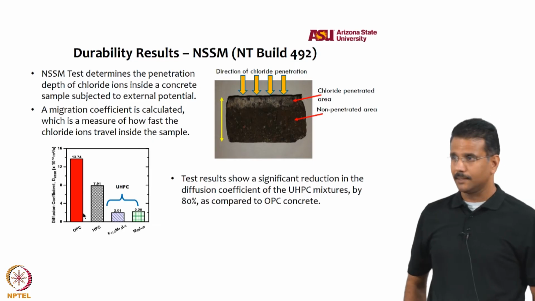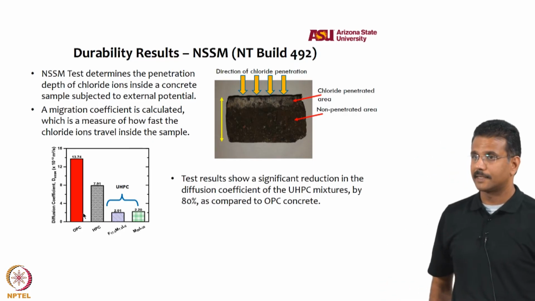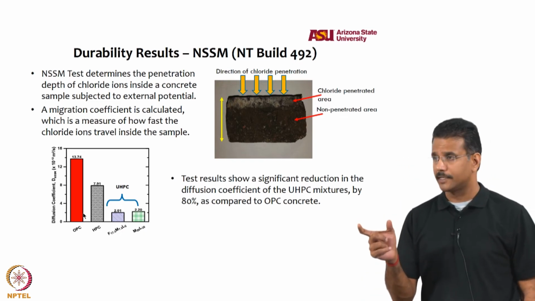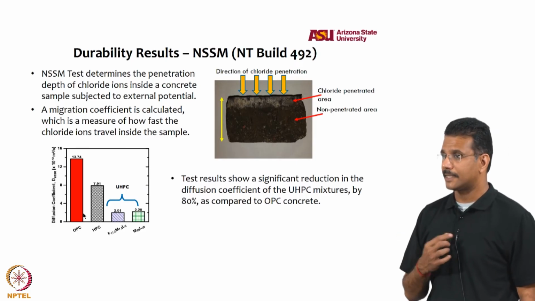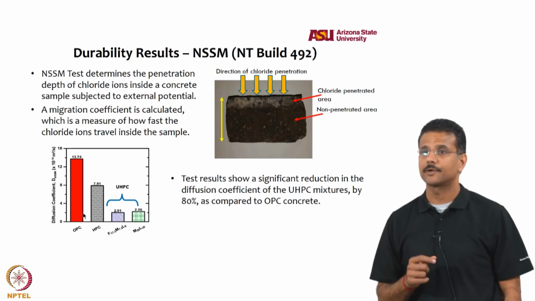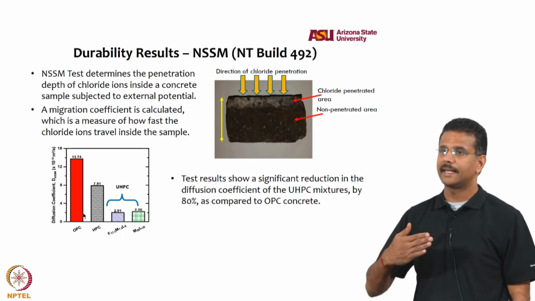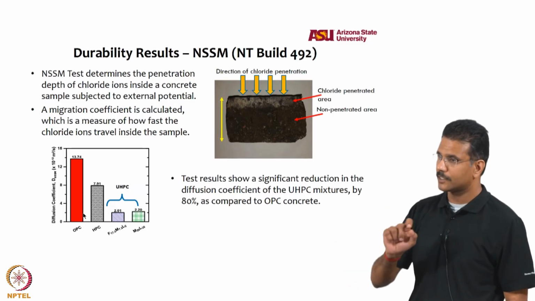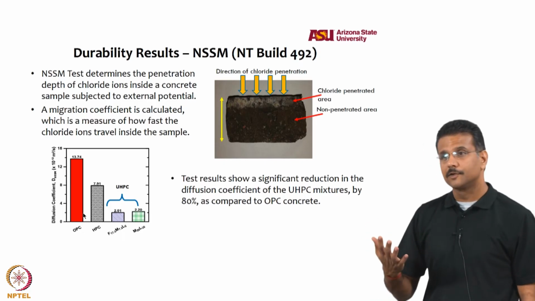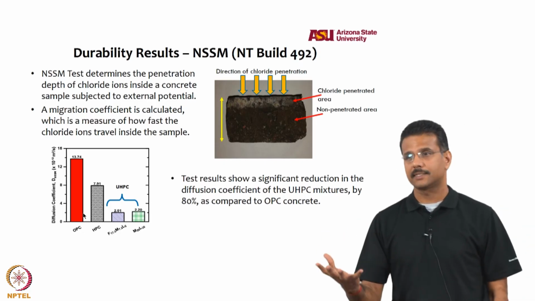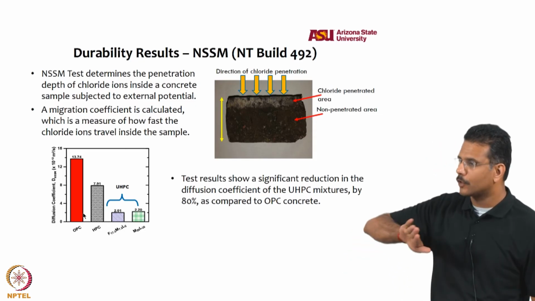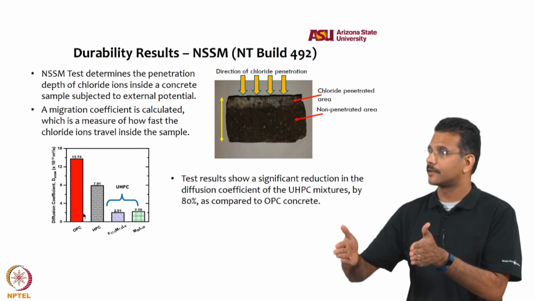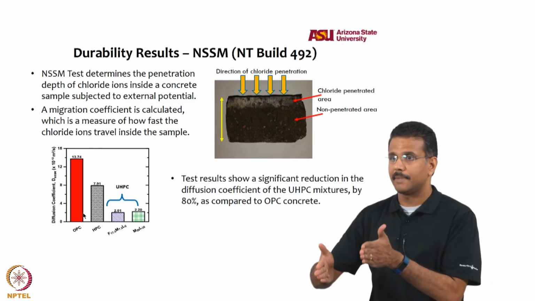This test is a little better, actually quite a bit better: non-steady state migration using NT Build 492, where your actual application of voltage is lower than in a rapid chloride test. The concentrations of upstream and downstream solutions are also different. So you basically have an electrically induced migration of chlorides, right? The ions are migrating. But in any system, if you forcefully push ions from one side to the other, the system by nature has to be electrically neutral. There has to be electroneutrality maintained in the system.